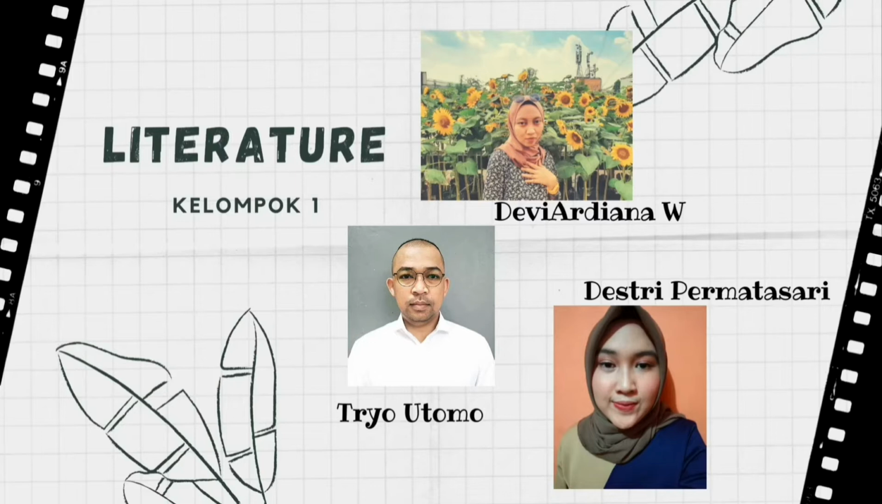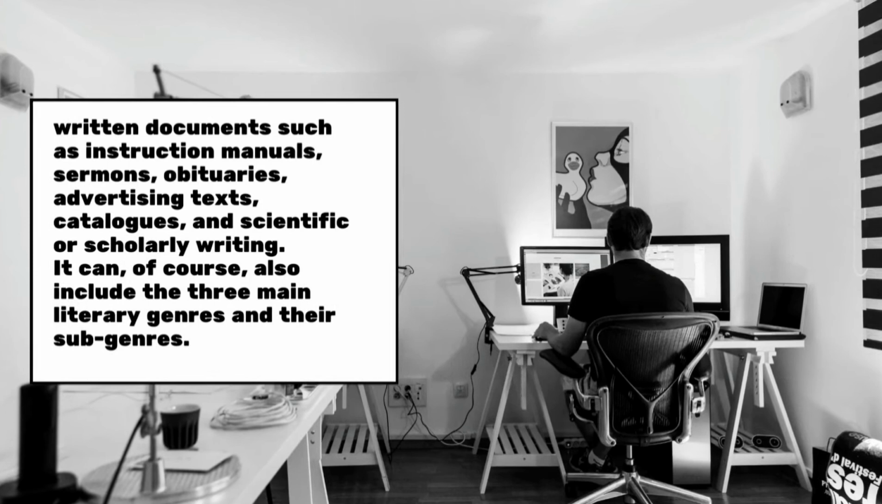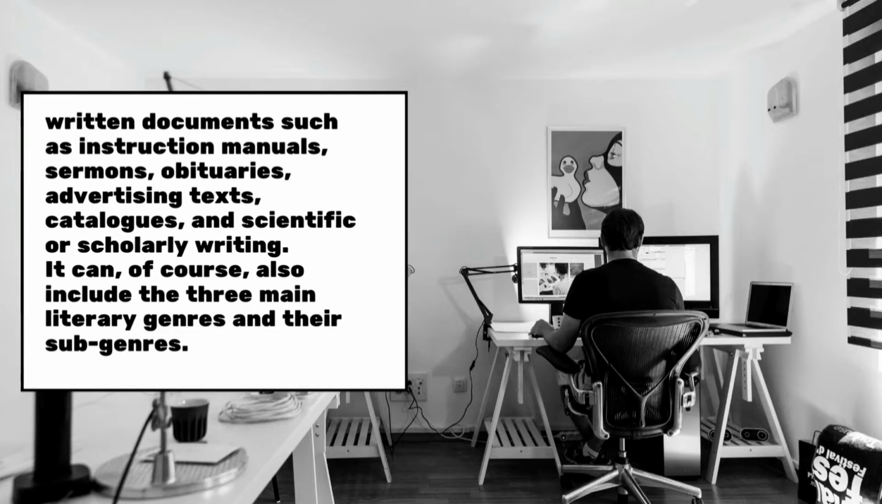We will present what is literature and what is a text. I will explain about what is a literature and what is a text. Literature and text are written documents such as instruction manuals, sermons, obituaries, advertising texts, catalogs, and scientific or scholarly writing. It can, of course, also include the three main literary genres and their subgenres.